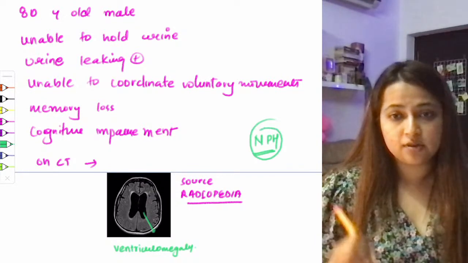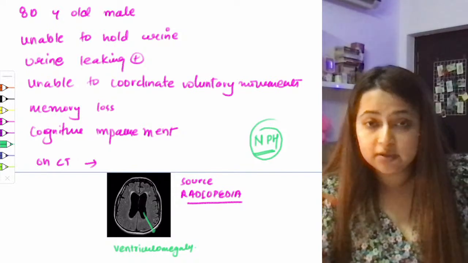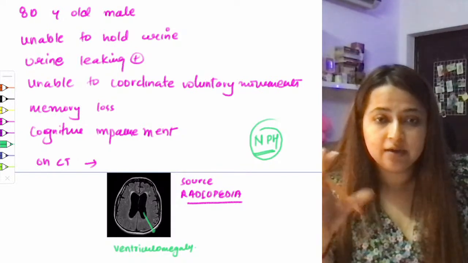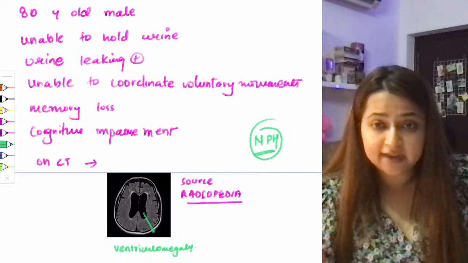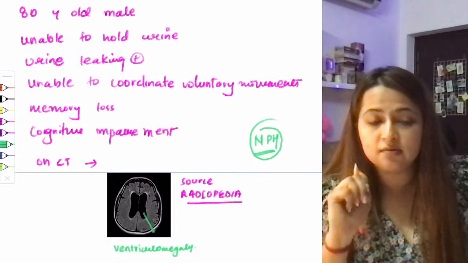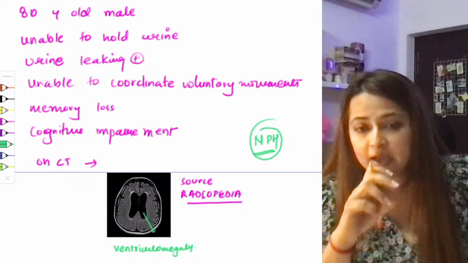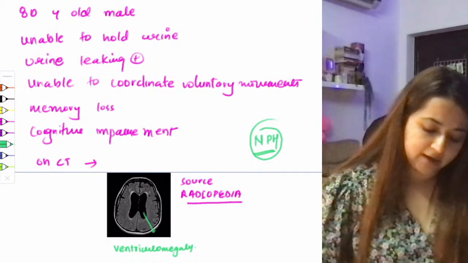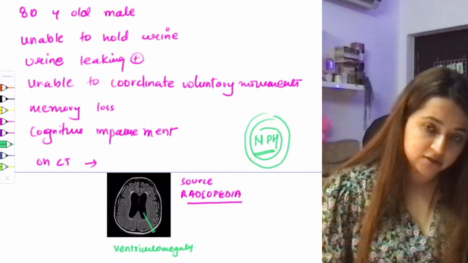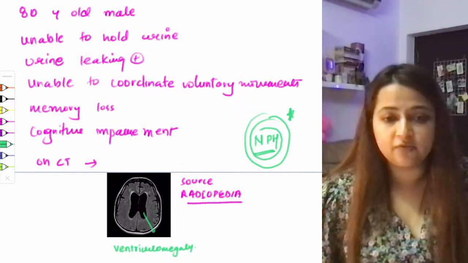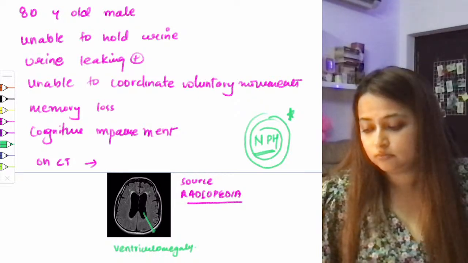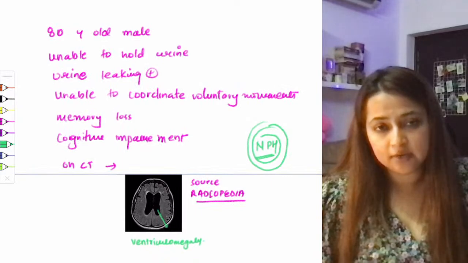Normal pressure hydrocephalus. Okay, the triad that is very important: an elderly male having ataxia, urinary incontinence, and cognitive impairment. And on CT scan, you see ventriculomegaly. So this is normal pressure hydrocephalus. This is a very typical history of NPH. I hope this is clear. You can read about it.